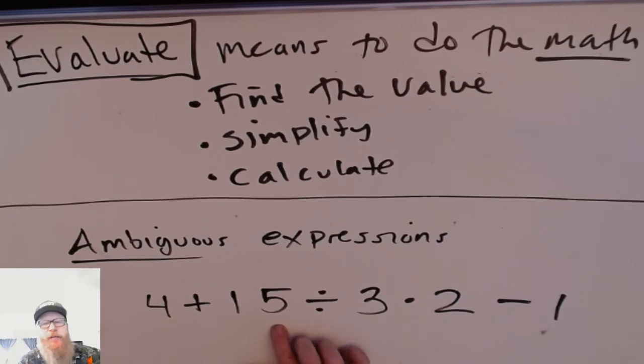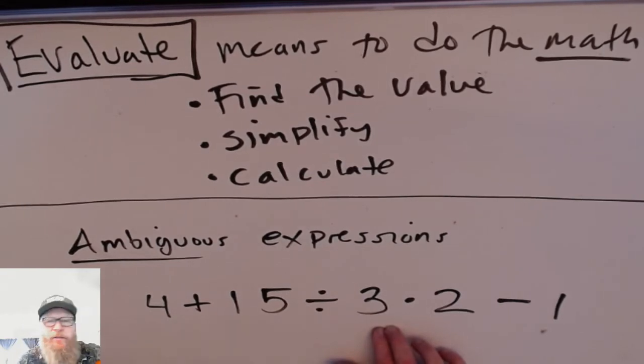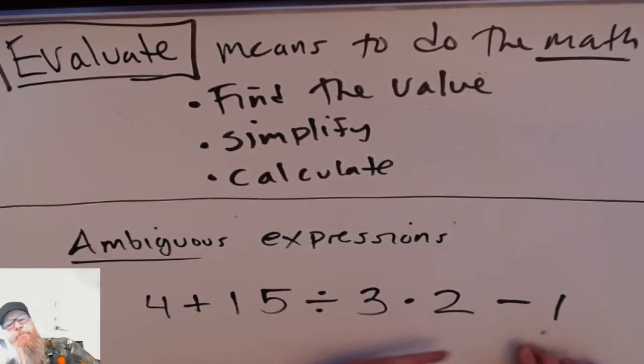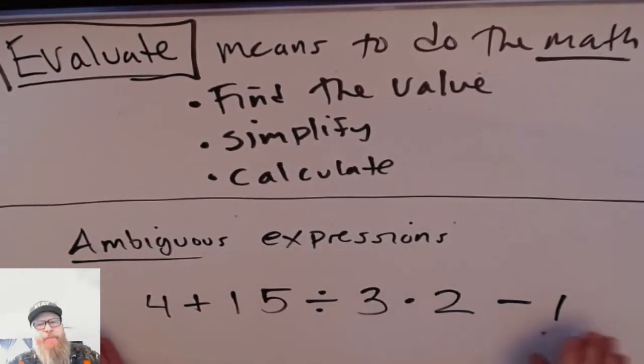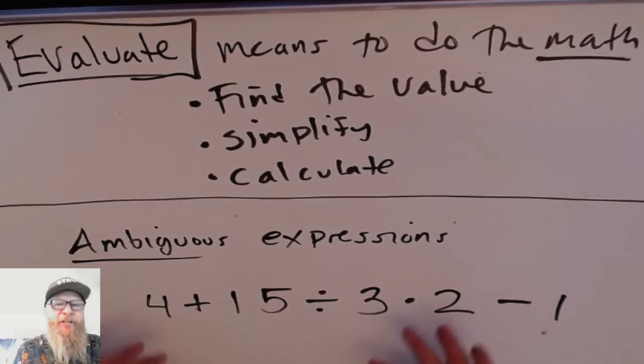And the person just starts thinking, okay, 4 plus 15 is 19. Then divided by 3. Okay, 19 divided by 3. Don't worry that it's a fraction. Then times 2. And then finally, when you're done, subtract 1. Right? So that's the way this statement would read if you read it from left to right. But that's not the correct value of this expression.